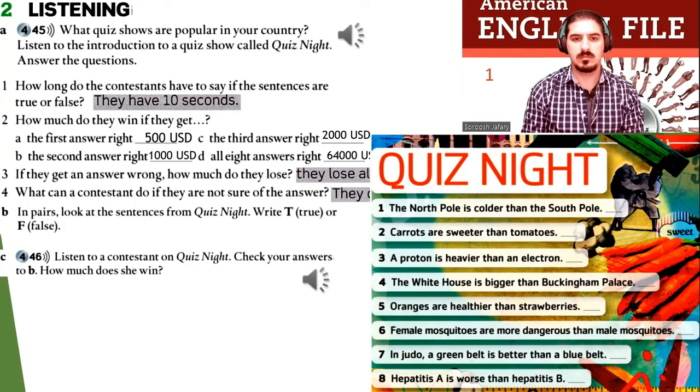Hello, Kevin? Yes? I'm calling from Quiz Night. Colleen needs some help. You have 30 seconds, Kevin. Here she is. Hi, Kevin. Hi, Colleen. Listen, Kevin, it's the last question. Hepatitis A is worse than hepatitis B. True or false?